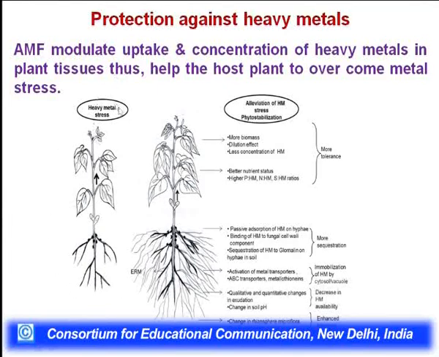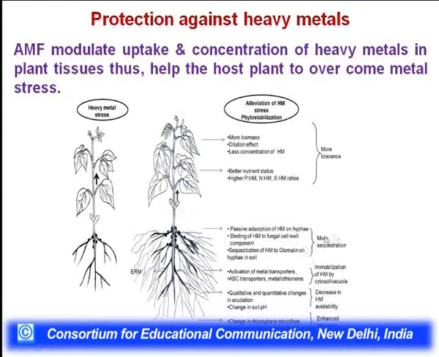So, both are growing under heavy metal stress, but this plant, because it is not colonized by mycorrhizal fungi, is showing lesser growth as compared to this plant, which is showing higher growth. So, why is it happening? You can see here that under heavy metal stress, the mycorrhizal fungi is providing several benefits, like it is increasing the tolerance power of the plant.